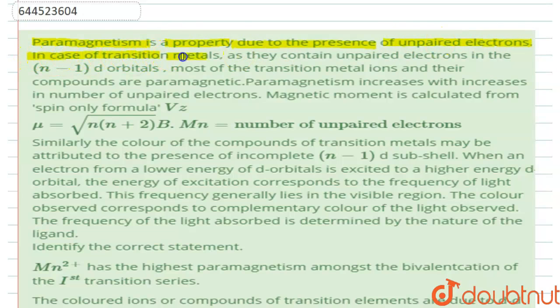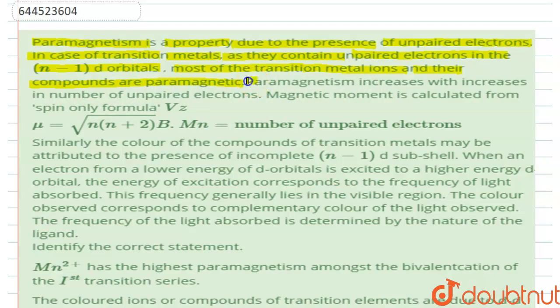In case of transition metals, as they contain unpaired electrons in n-1 d-orbitals, most of the transition metal ions and their compounds are paramagnetic. So in this paragraph, they are talking about the paramagnetism property that is shown by most of the transition metal ions and their compounds because of the unpaired electrons that they have in n-1 d orbitals.